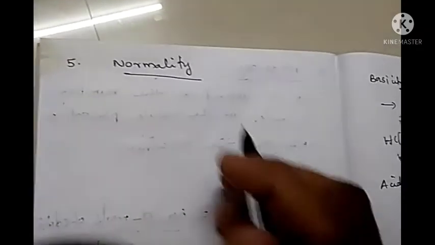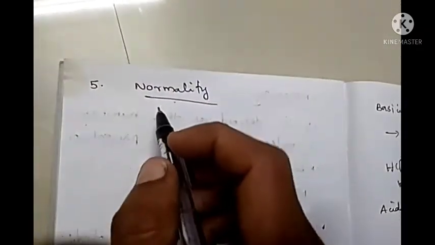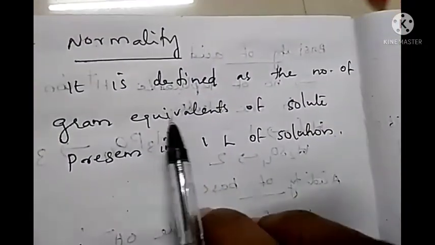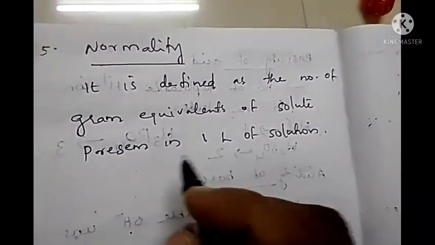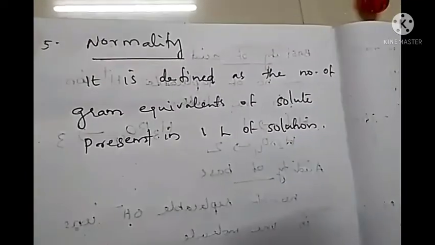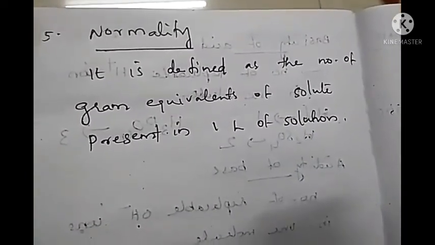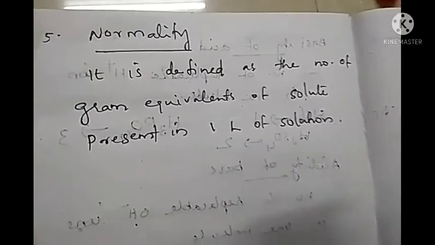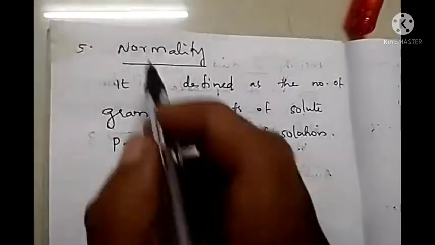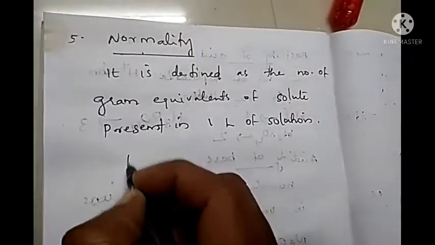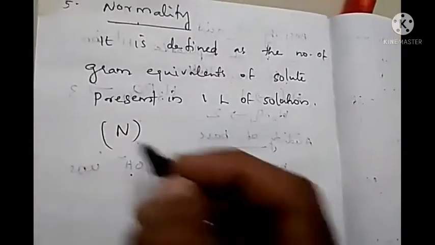Now we can go to normality. What is normality? Normality is defined as the number of gram equivalents of solute present in 1 liter of the solution. So how many gram equivalents of solute are present in 1 liter of the solution, that is known as the normality of that solution, and it is represented by capital letter N.